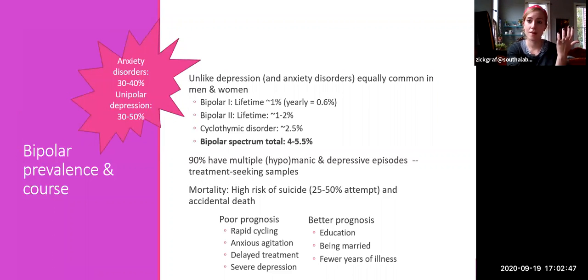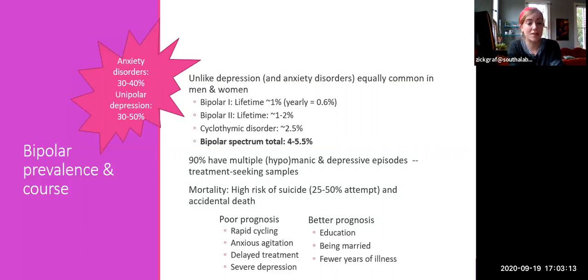Okay, so I already mentioned the prevalence of cyclothymic disorder. It's around 2 to 2.5%. The lifetime prevalence of bipolar 1 disorder is around 1%, and the lifetime prevalence of bipolar 2 is around 1 to 2%. So I just want to highlight here that for the first time so far in this class, we're speaking about disorders that are really, really deviant in the sense that they're really abnormal and really rare.